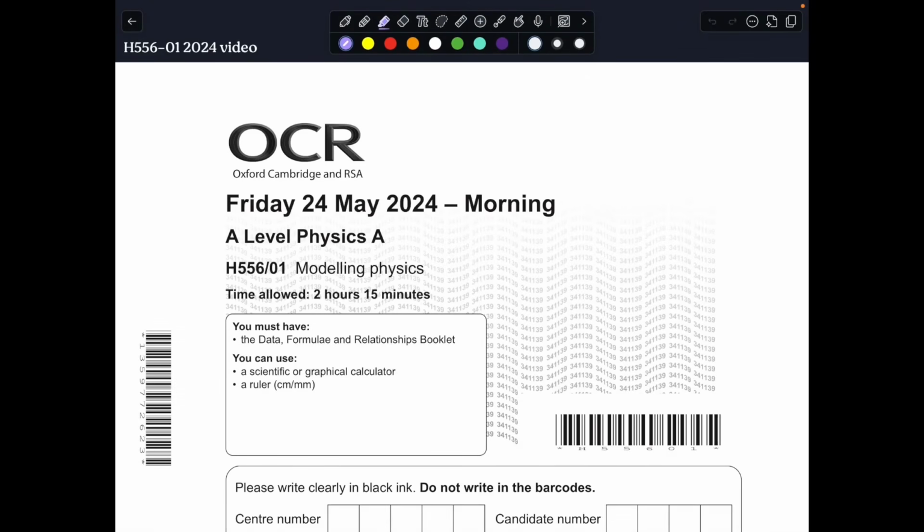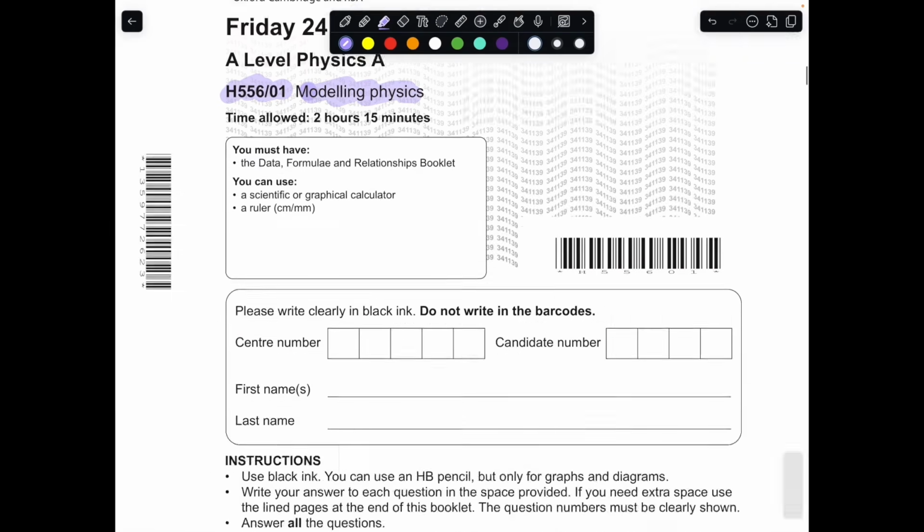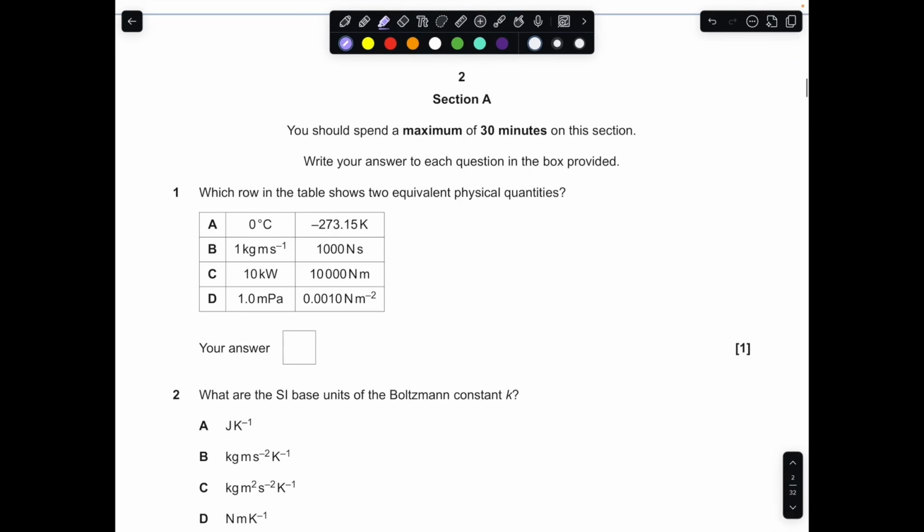I'll be walking you through the H556/01, Modelling Physics, for OCR Physics A in the exam series of May 2024. Let's get started with our Section A.